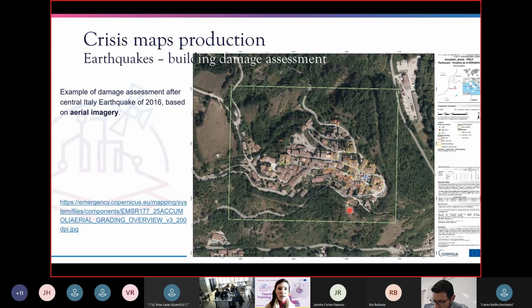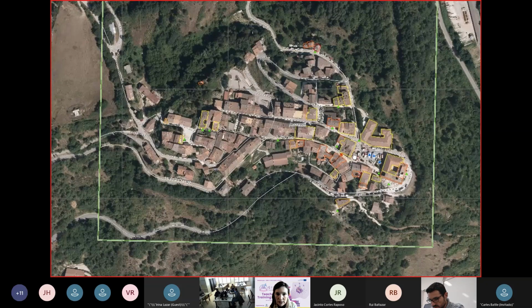Here I have put an example of a crisis map, again for the central Italy earthquake. Here you could recognize some of the buildings that were depicted in the previous guidelines. For Italian people who may be interested, this is Accumoli village in central Italy. And here you see how the damage has been mapped. You can see that the perimeter of the buildings has been marked with different colors depending on the level of damage which has been highlighted.